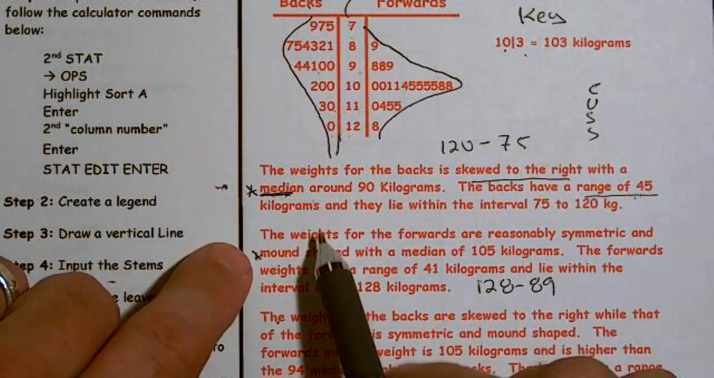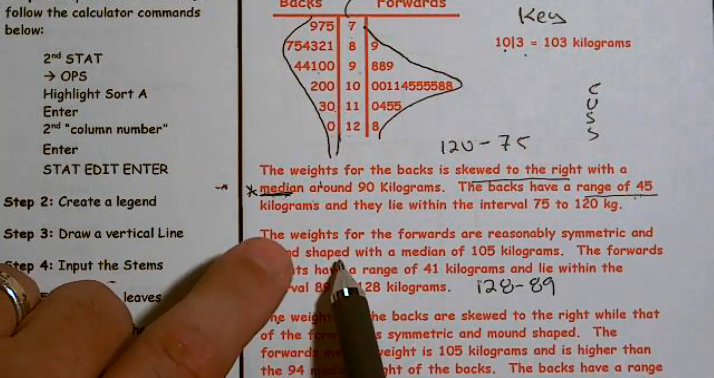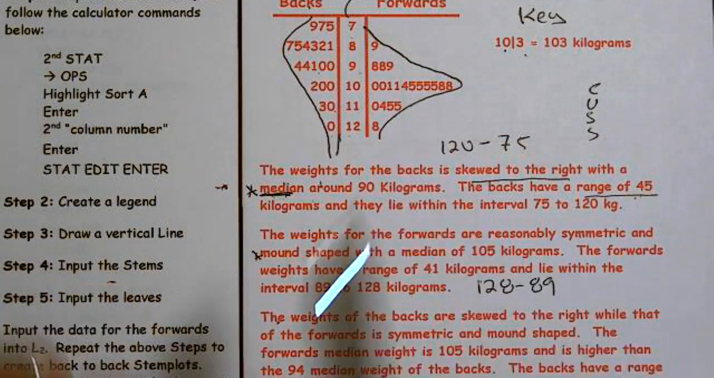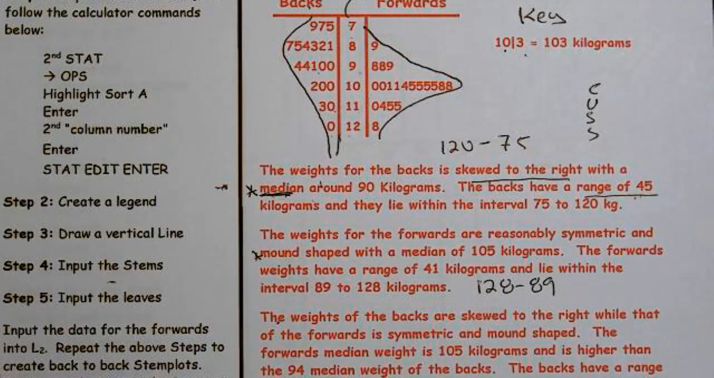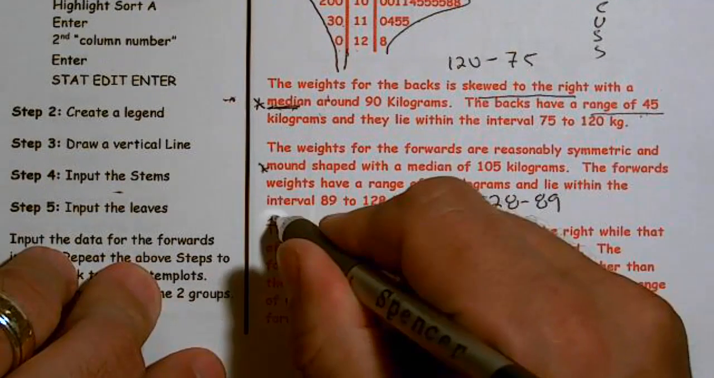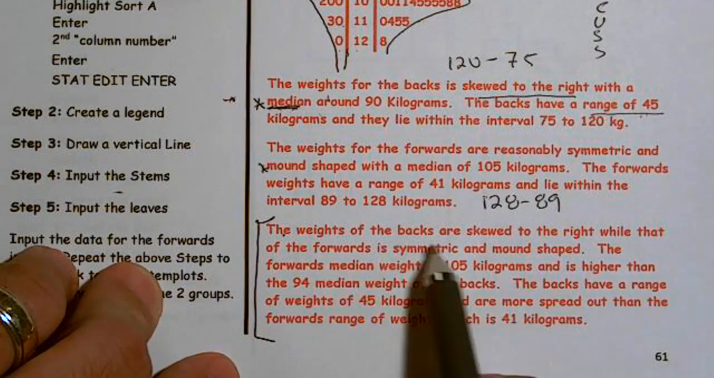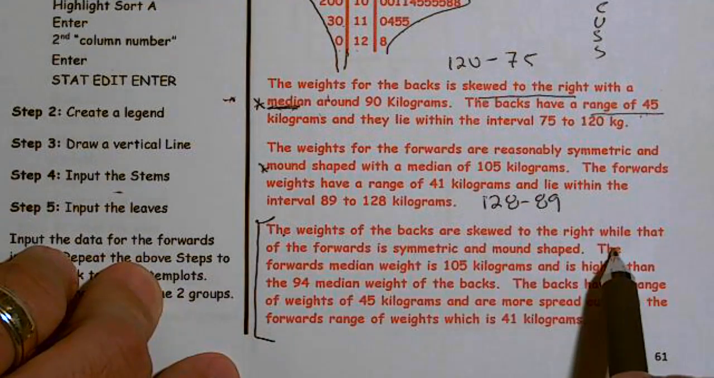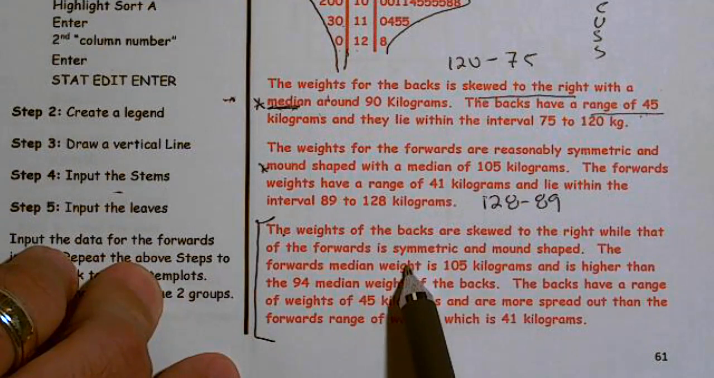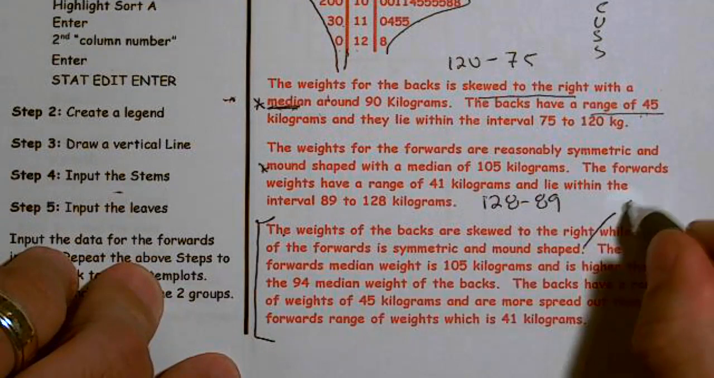Well, I would do this one if I was only describing the backs distribution. If I was only describing the forwards distribution, I'd use this one. But most of the time in AP statistics, we have two distributions, which we have here, and we're required to have a comparison. So this is what they're looking for, the actual comparison. So the weights of the backs are skewed to the right, while that of the forwards is symmetric and mound shaped. So now we've addressed shape.